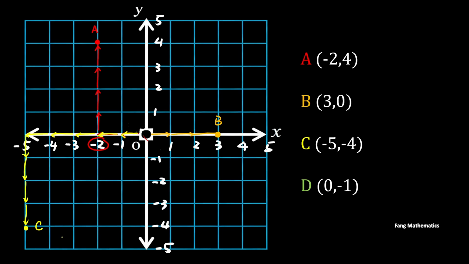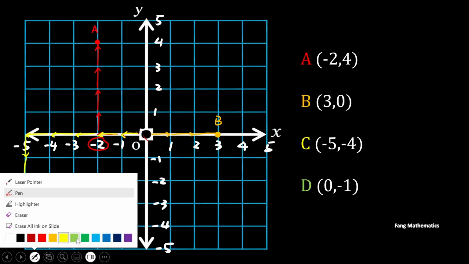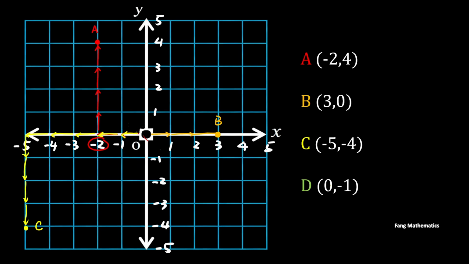And we have our point D. We have (0, -1). So 0 units along the x-axis direction, just right at your origin, and you move 1 unit, but in the minus direction. So you move downwards, not upwards, because when you move downwards, you see these negative numbers here. So you move downwards for 1 unit. You reach your point D.